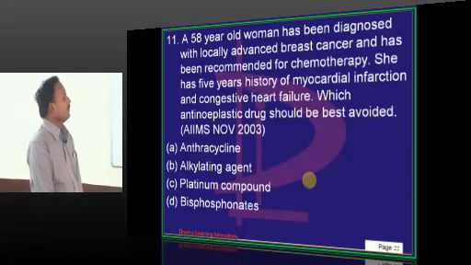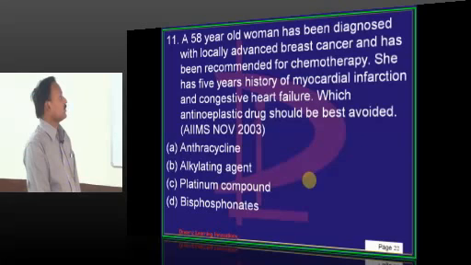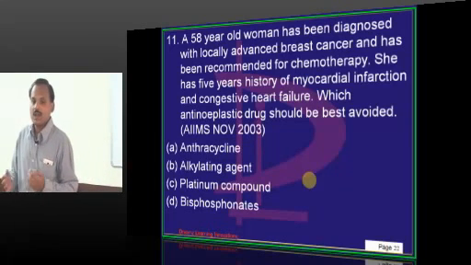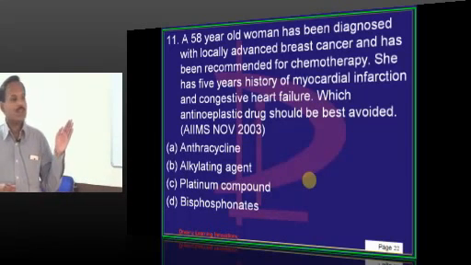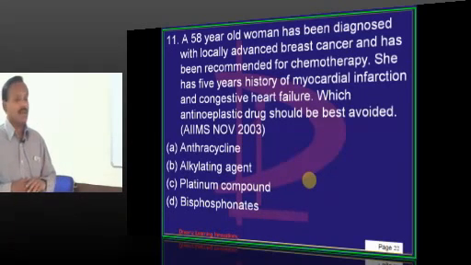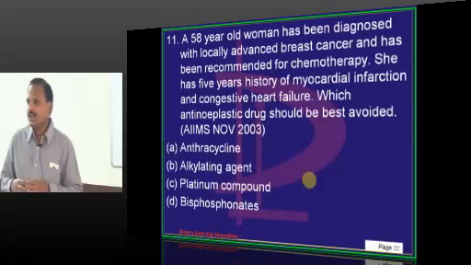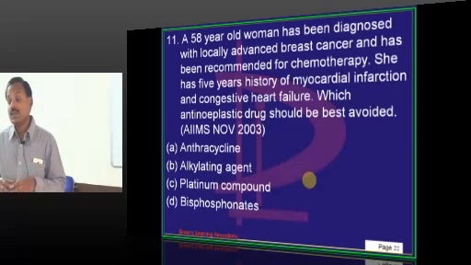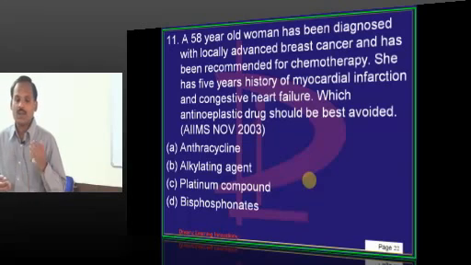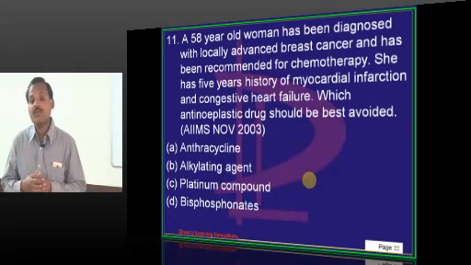A 58-year-old woman has been diagnosed with locally advanced cancer of the breast and has been recommended for chemotherapy. She has a 5-year history of myocardial infarction and congestive heart failure. Which anti-neoplastic agent should be avoided? Any anti-neoplastic agent which is cardiotoxic should be avoided, because she has had MI and post MI she now has congestive heart failure. If congestive heart failure is there, there is stretching of the myocardium, increased risk of conduction abnormalities, increased risk of cardiac arrhythmias, and not only that, there may be actual precipitation of congestive heart failure if the drug is also going to injure the myocardial fibers.